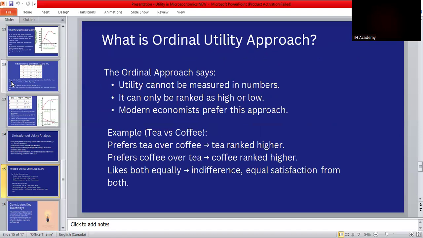For example, think about tea and coffee. If you prefer tea over coffee, tea is ranked higher. If you prefer coffee over tea, coffee is ranked higher. If you like both equally, that's called indifference. You get the same satisfaction from either. In short, the ordinal utility approach focuses on ranking preferences rather than measuring exact happiness, which makes it easier to understand real world choice.